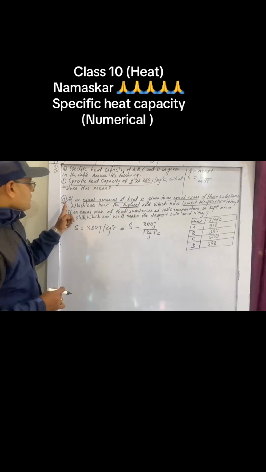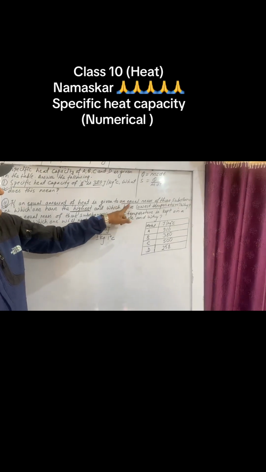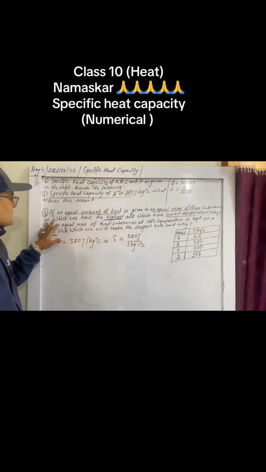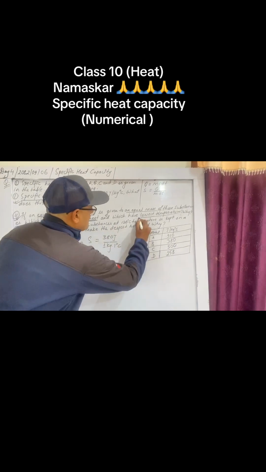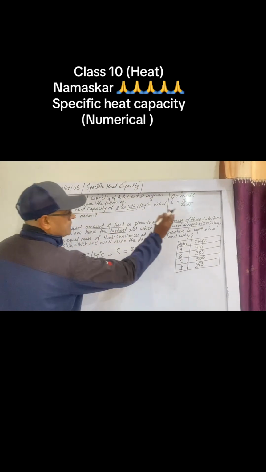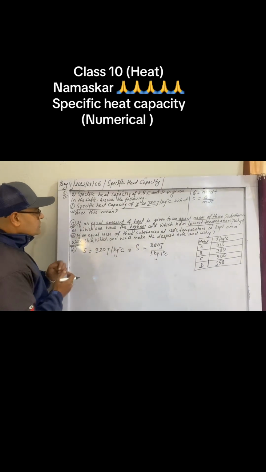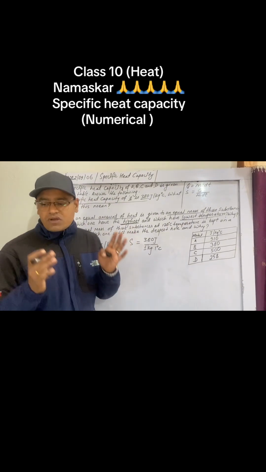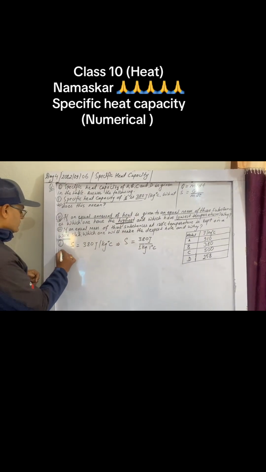What about question number 2? If an equal amount of heat is given to an equal mass of these substances, which one will have the highest and which one will have the lowest temperature? Okay, if the same amount of heat is given to the same mass of all substances, which one will have the highest and which one will have the lowest temperature among these four? Okay, let's do this question also.